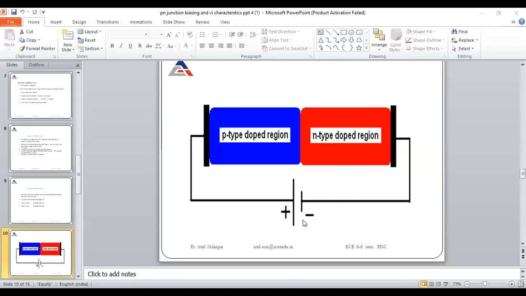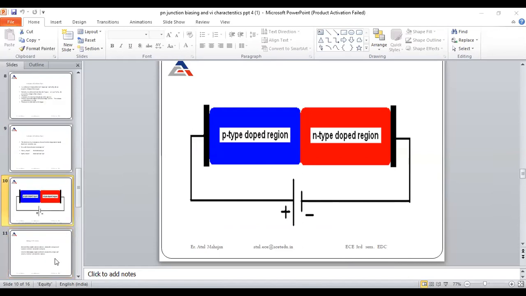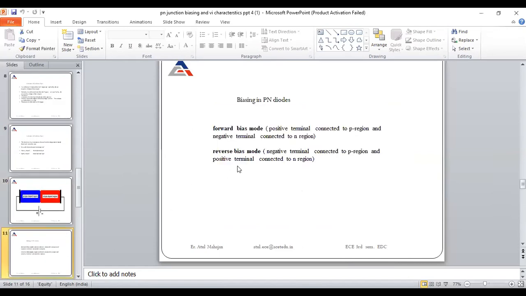So this is a schematic representation of p-type and n-type materials. P-type is connected to the positive terminal and n-type to the negative terminal. Then we discuss forward and reverse bias. In forward bias, the positive terminal is connected to the P-side region and the negative terminal to the N-side. Similarly, in reverse bias, the negative terminal is connected to the P side and the positive terminal to the N side of the battery.